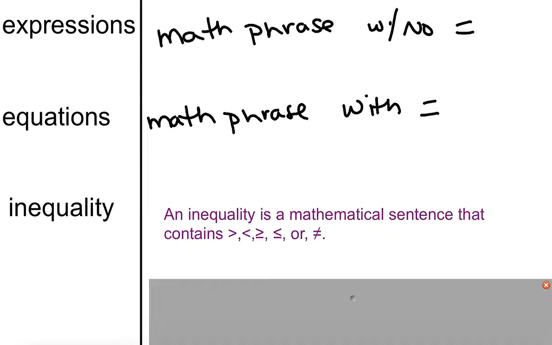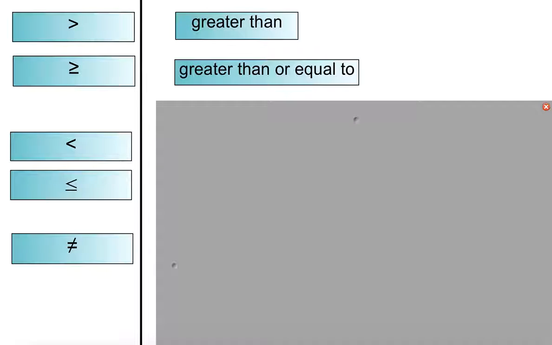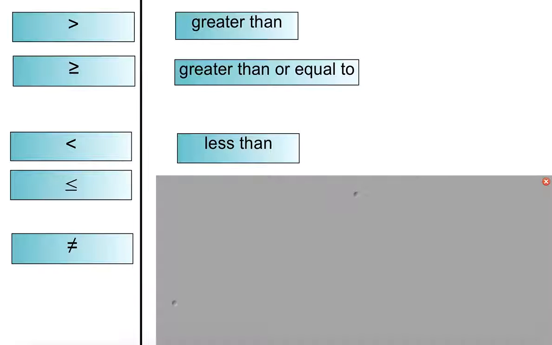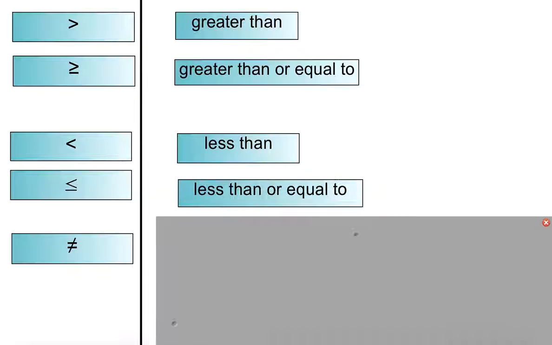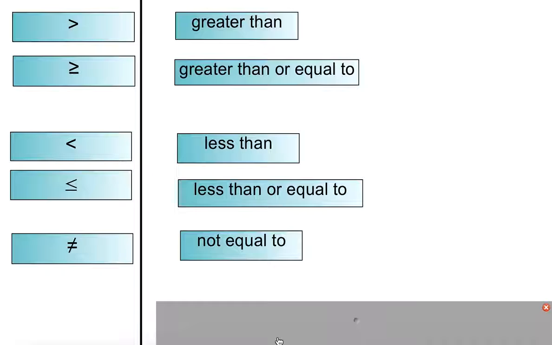So let's get these in our notebook. So let's look at the first one. That would be your greater than sign. If you put a half a line underneath, it'd be greater than or equal to. Less than, remember if you put up your left hand, it makes the L, so that's the less than sign. Less than or equal to. And finally, not equal to.